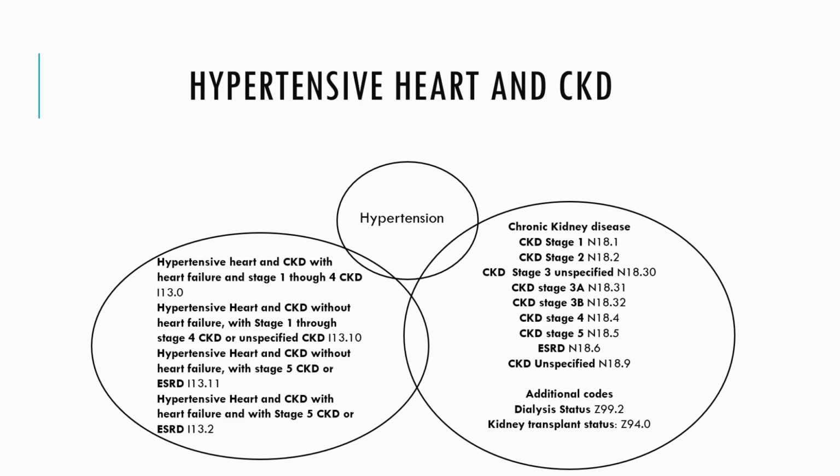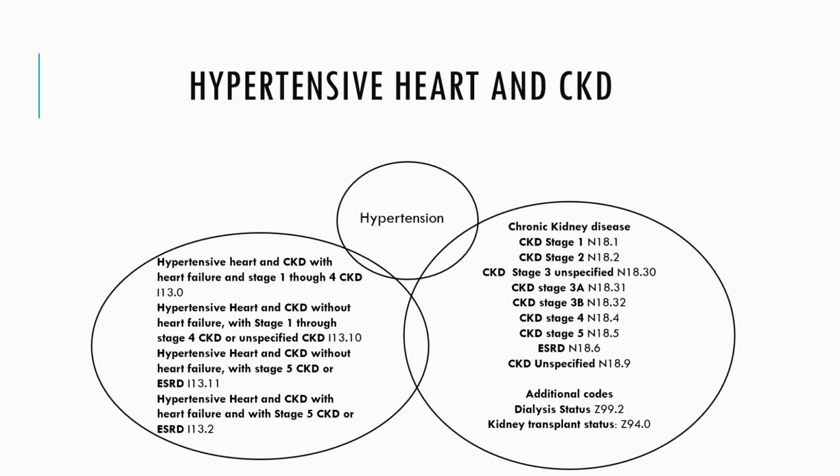When heart disease, CKD, and hypertension coexist, coding becomes more specific. The ICD-10-CM guidelines provide these codes. I13.0 for heart failure, hypertension, and CKD stage 1 through 4. I13.10, there's no heart failure, hypertension, and CKD stages 1 through 4 or unspecified CKD. I13.11, there's no heart failure, hypertension, and CKD stage 5 or end-stage renal disease. I13.2 is heart failure, hypertension, and CKD stage 5 or ESRD.